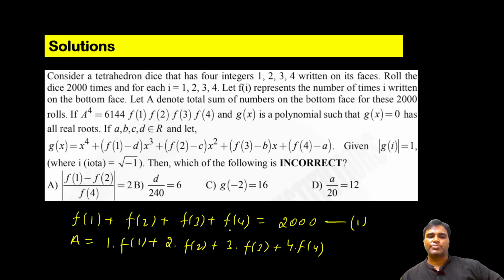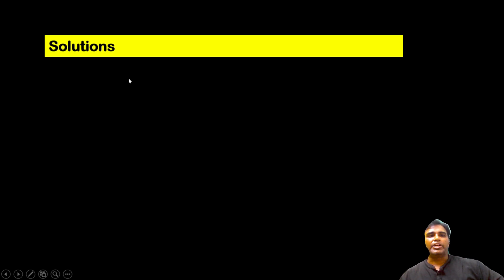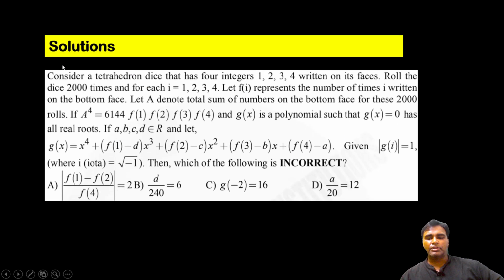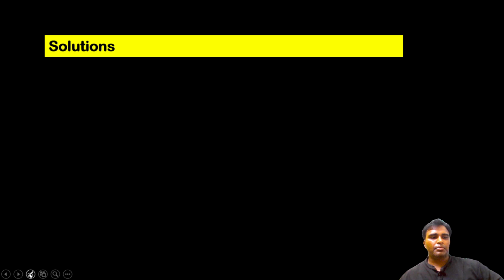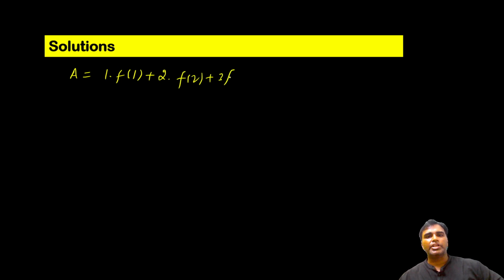Now in this expression, I am writing this once again. So we have A as 1 into F1 plus 2 into F2 plus 3 into F3 plus 4 into F4. Now how many terms are we adding? Sir, 4 terms. Let's use the AM-GM inequality.